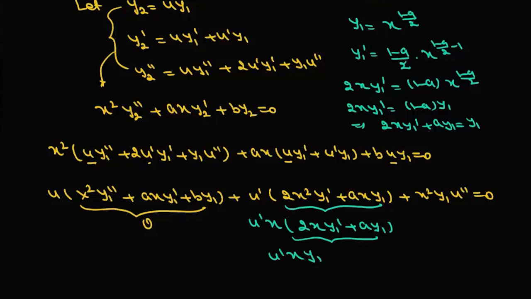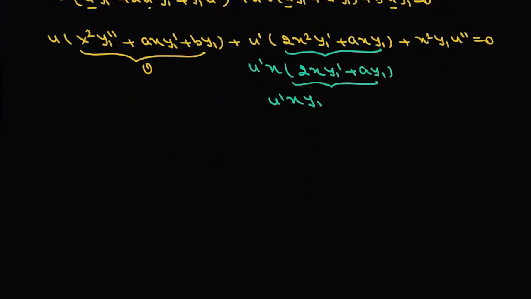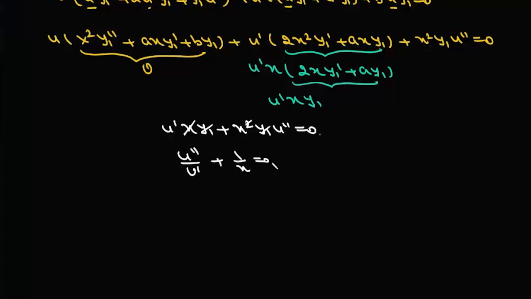So now our differential equation reduces to u dash x y1 plus x square y1 u double dash equals 0. Now we can cancel this x and we can also cancel this y1. We can rewrite this as u double dash upon u dash plus 1 upon x equals 0.